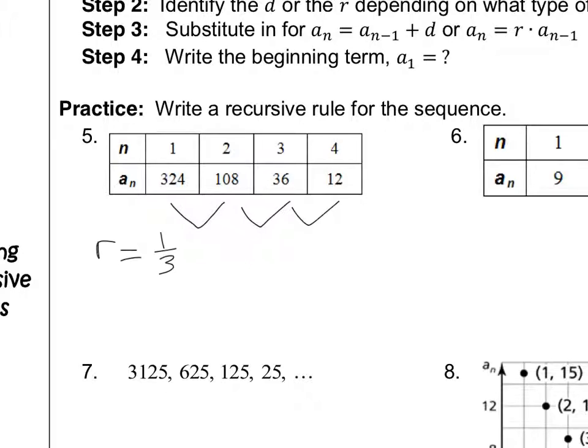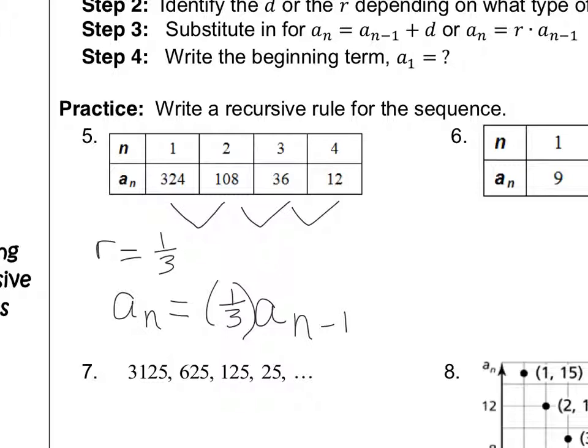So then all I have to do is write the recursive rule. Our recursive rule for geometric is going to be a sub n, the term, is going to be r, which is 1/3, times a sub n minus 1. So it's just basically saying multiplying our ratio times the term before the one we want to find out.